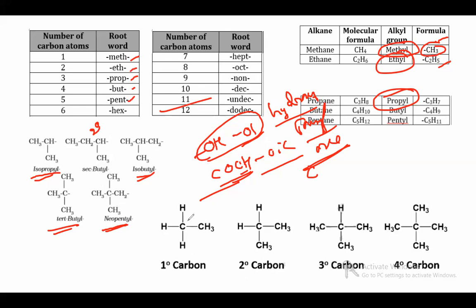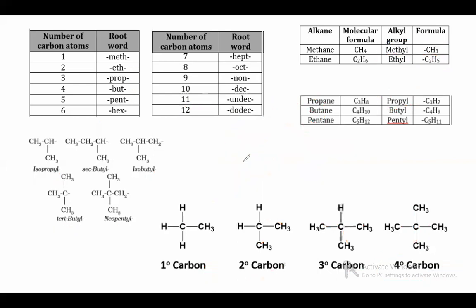Okay, so a 1 degree carbon attaches to no other carbon or to just one carbon. If it attaches to 2 carbons, then it is called 2 degree carbon. If it attaches to 3 carbons, 1 carbon, 2 carbon, 3 carbon, that is 3 degree. If a carbon attaches to 4 other carbons, then it is called 4 degree. 1 degree is primary, 2 degree secondary, 3 degree tertiary, 4 degree quaternary. So before starting the IUPAC nomenclature, we should know this. With knowing this, we can start the IUPAC nomenclature.